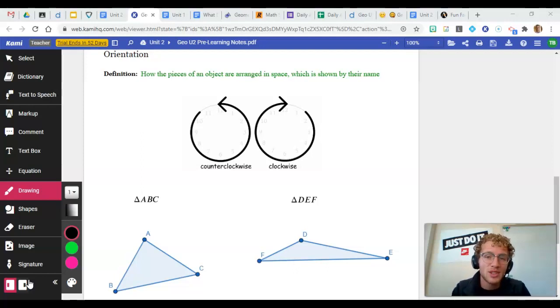Hey everybody, I'm Mr. Briggs, and the first thermometers that were ever manufactured in America were manufactured in Rochester. There's your fun fact.